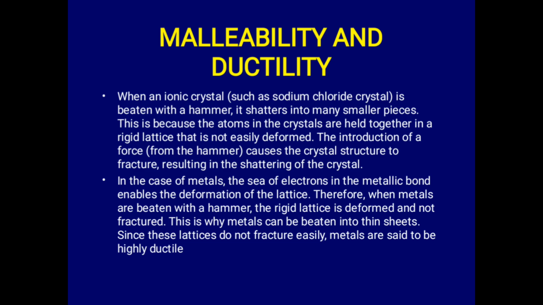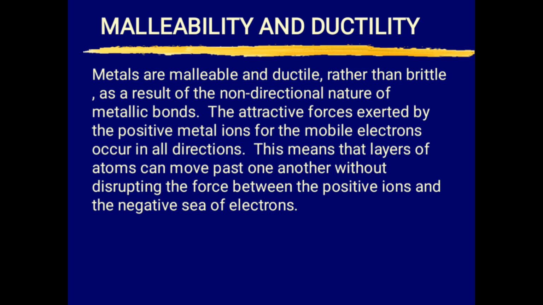So the sea of electrons that metal structures have enables the deformation of the lattice. When force is applied on metal, the rigid lattice is deformed but not fractured. That is why they can be beaten into thin sheets, because the lattice of metals does not fracture easily. And that is why we say if they are able to be beaten into sheets, they are malleable.